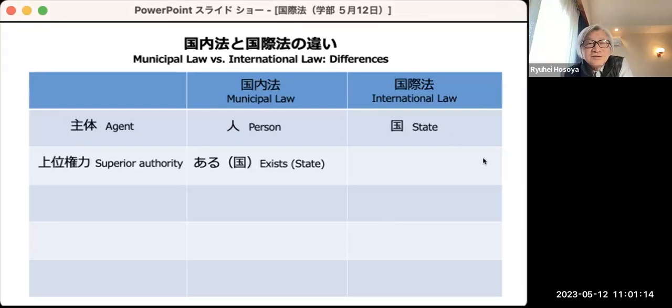いいですか? Whereas in international law, there is no superior authority. That's the defining characteristic of international society where international law is put in place. So the third point of consideration is whether or not, or to what extent, there is enforcement.